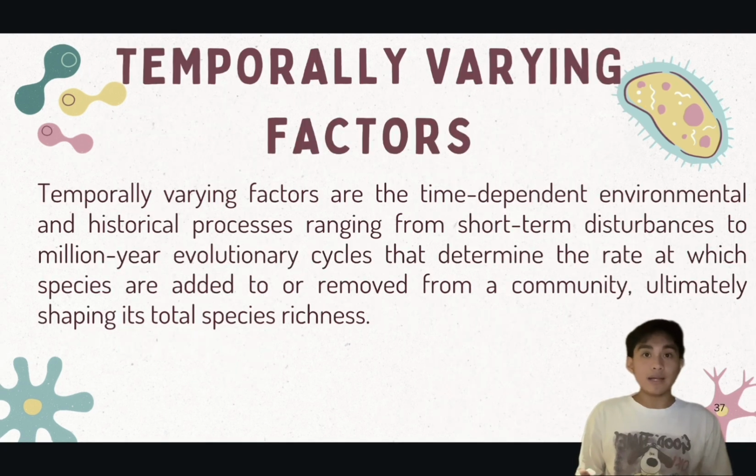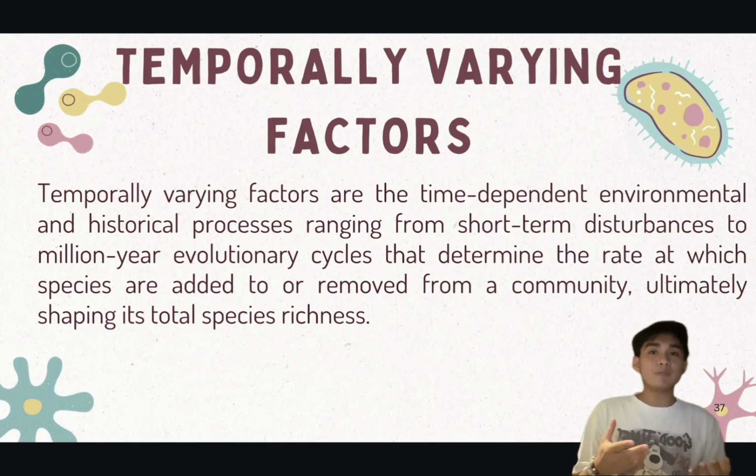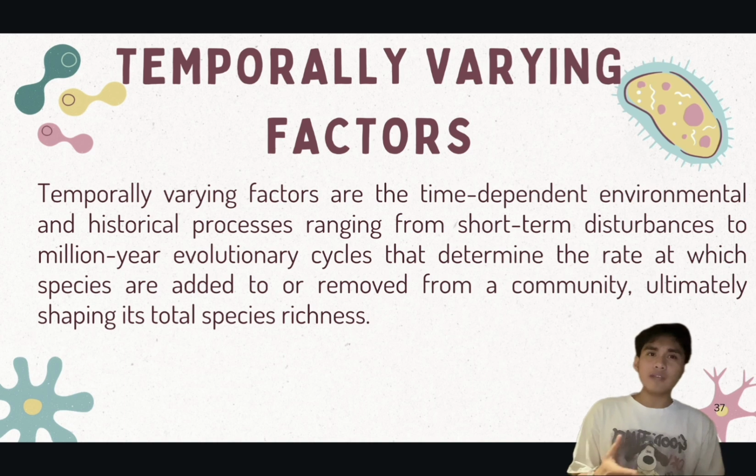Ano nga ba ang temporally varying factors? Temporally varying factors are the time-dependent environmental and historical processes ranging from a short-term disturbance to million-year evolutionary cycles that determine the rate at which species are added to or removed from a community, ultimately shaping its total species richness. So, ang ini-state lang nito is temporally varying factors are time-based events that act as a revolving door in an ecosystem. Bakit? Kasi ang temporally varying factors ang nagdedetermine kung anong species ang papasok at ang lalabas in a certain environment or habitat.